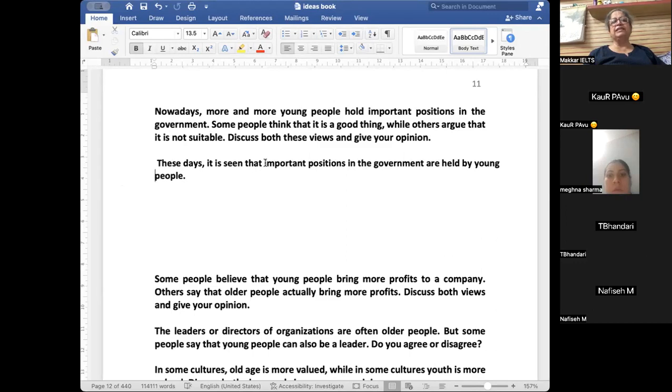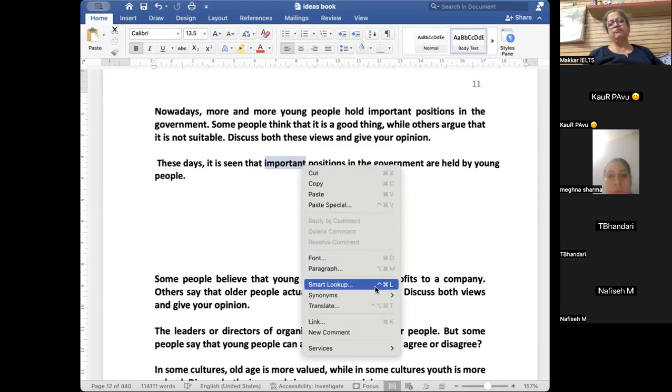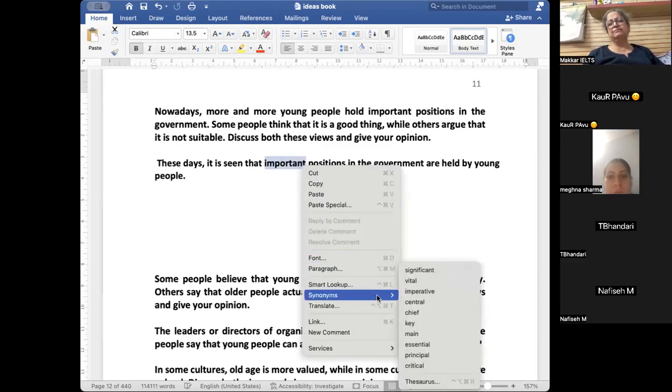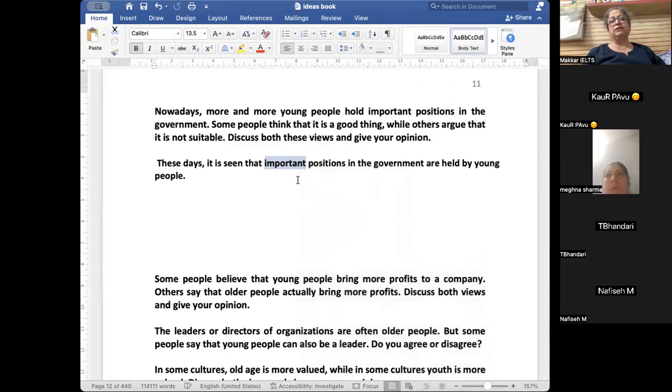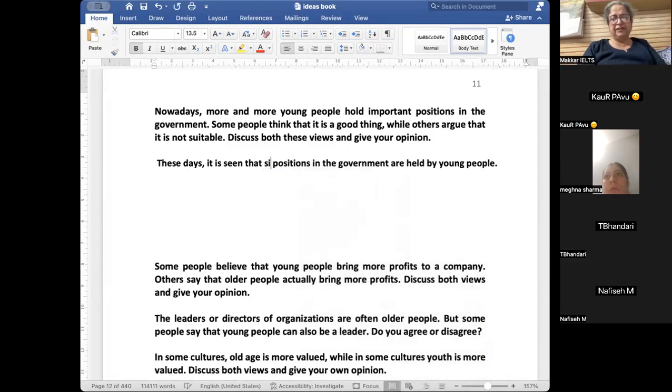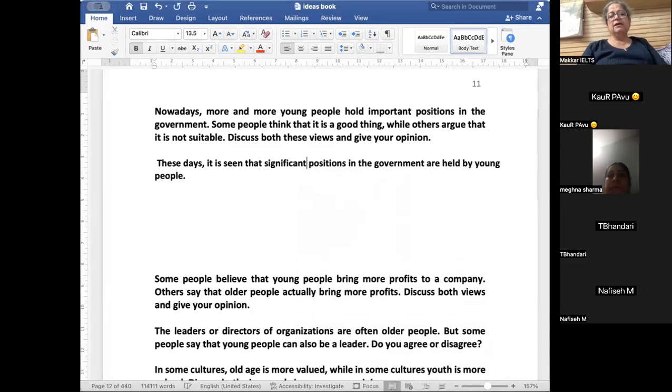Now, if you want to change a few words, you can change important to which word? Tell me. Any synonym for important? Ma'am, prominent. You can say principal, essential, main, critical, significant. Here, significant, vital. These are very good words for it. Vital positions in the government, significant positions in the government. So you can write significant positions in the government are held by young people.